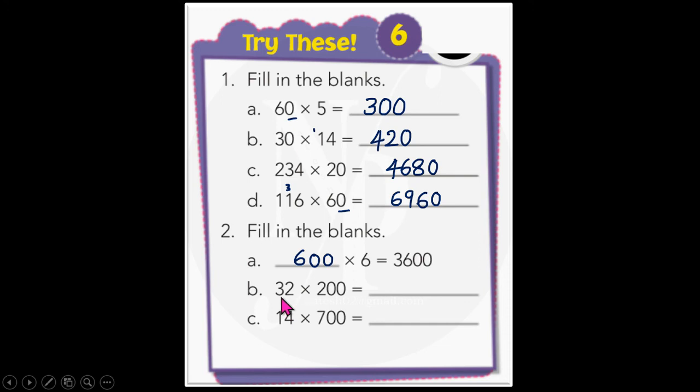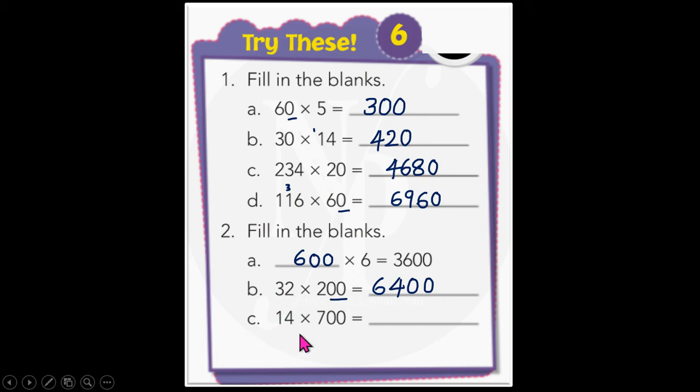Coming to B, 32 into 200. First multiply 32 by 2 and to the answer you get, put 2 zeros to the right of the answer. Let's do it now. So 32 into 2 will be 64. So I write 64 and put 2 zeros to the right of this answer. So I get 6400 as the product of 32 and 200.